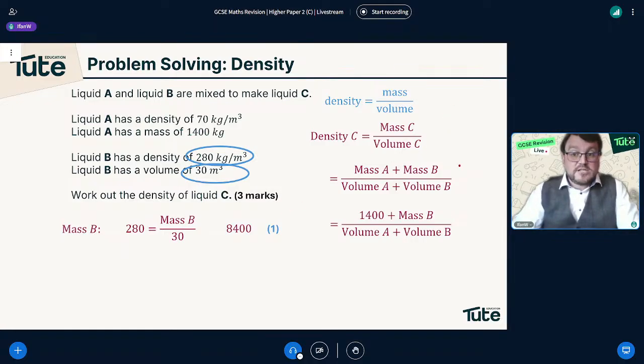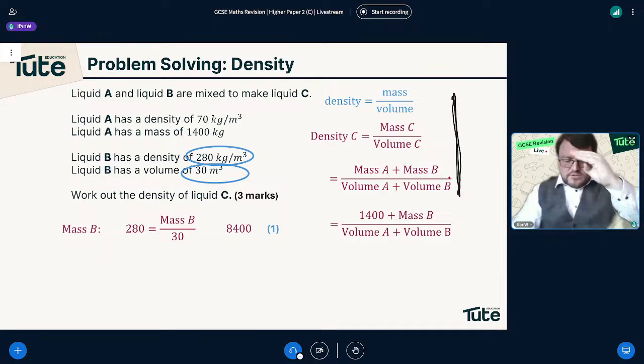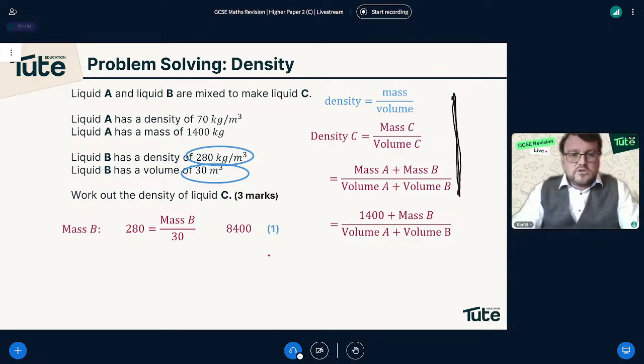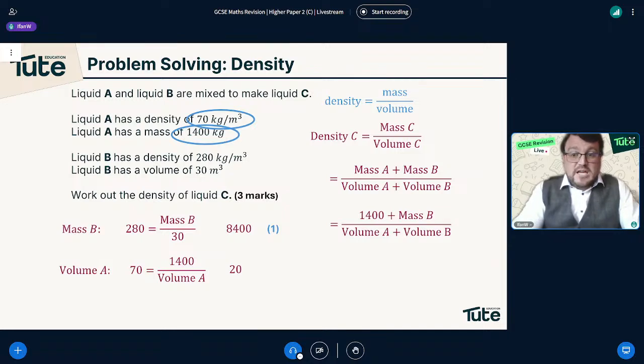We haven't even arrived at the marks here, but it's important to do, just for your own chain of thought, really. Okay? You get there quicker if you write things down methodically. So I can input that. I don't have the volume of B. I don't have the volume of A, but I do have its density and mass. And of course, that means I can figure it out from this formula here.